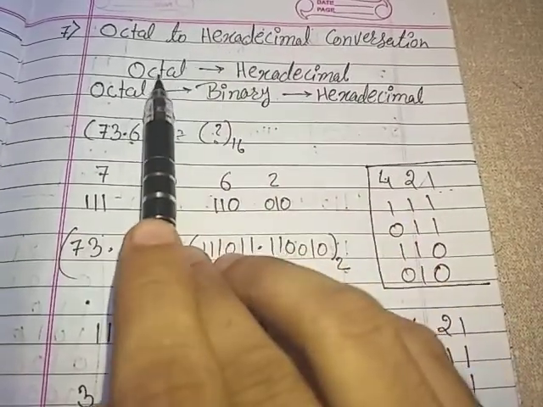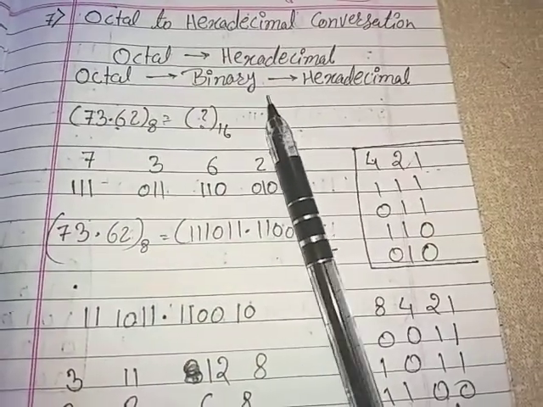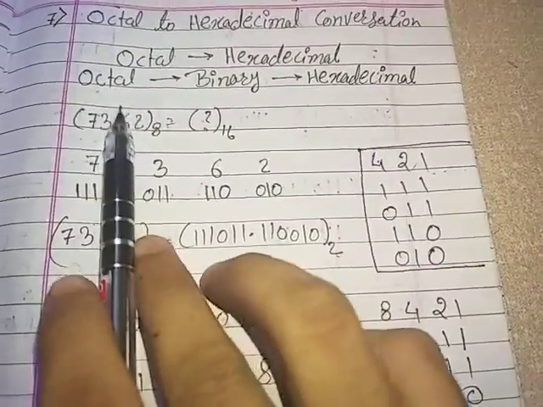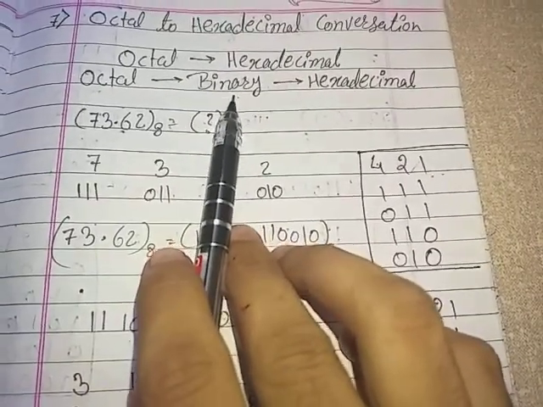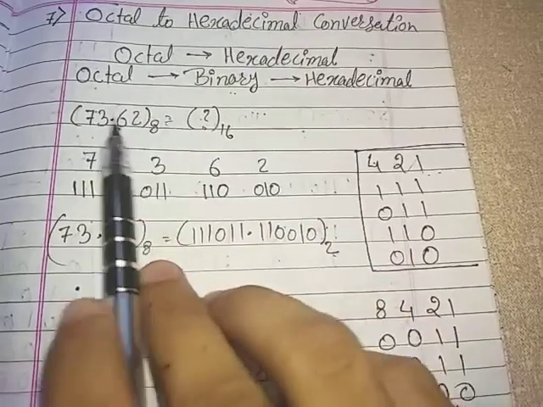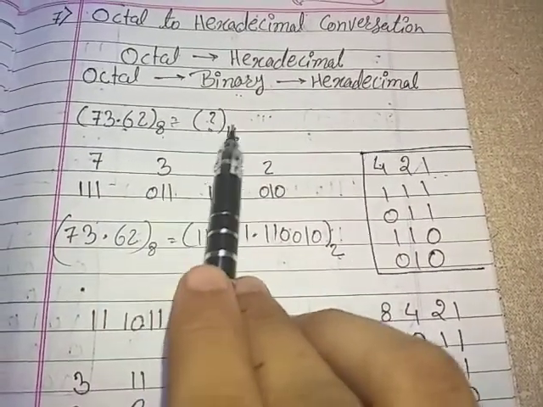To convert an octal number into hexadecimal, there is no direct method and hence we are first converting an octal number into binary number and then that binary number is converted into hexadecimal number. So let's see one example, 73.62 radix 8 which we have to convert in radix 16.